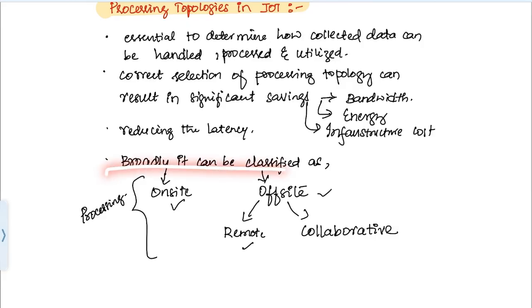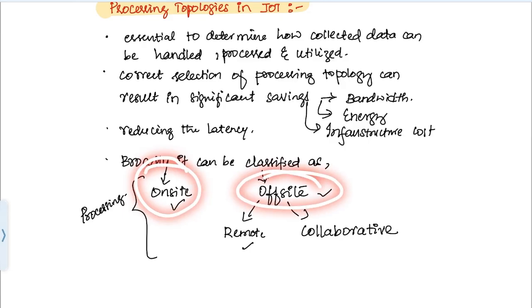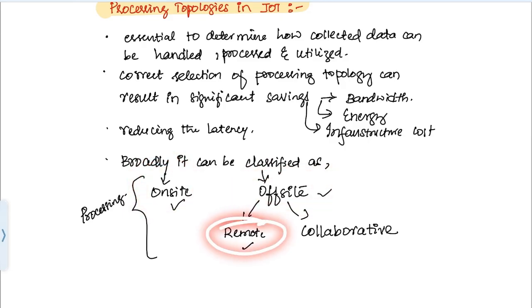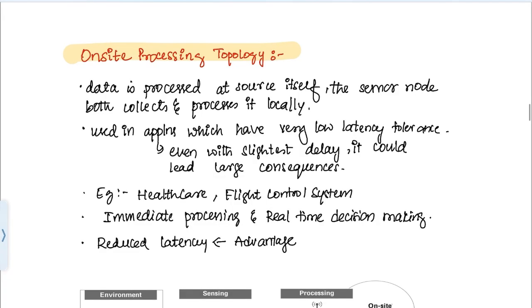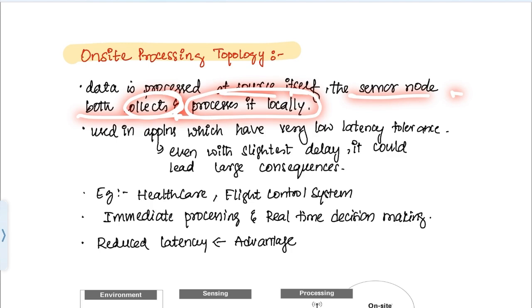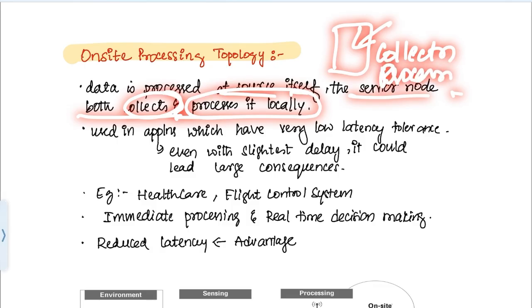So processing topologies can be broadly classified into on-site, and on the other side we have off-site. Off-site can be further specified as remote off-site and collaborative off-site. Let's look at these one by one. So the first one we have is on-site topology. In on-site topology, data is processed at the source itself. The sensor node both collects the data and processes it locally. That is, on site only, the data collection is happening and processing is also happening.